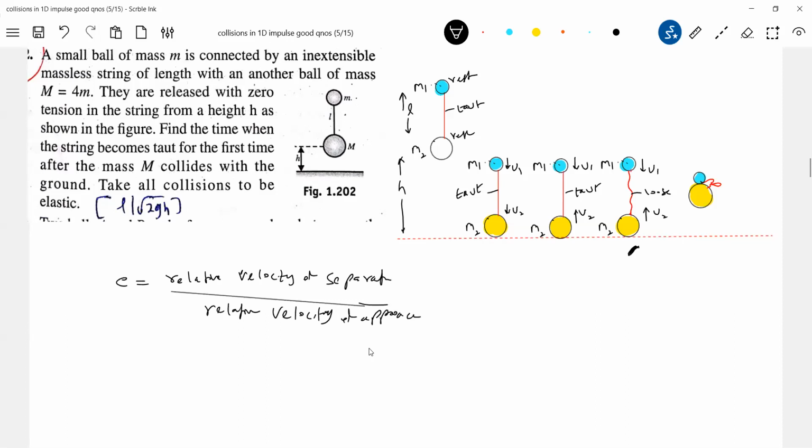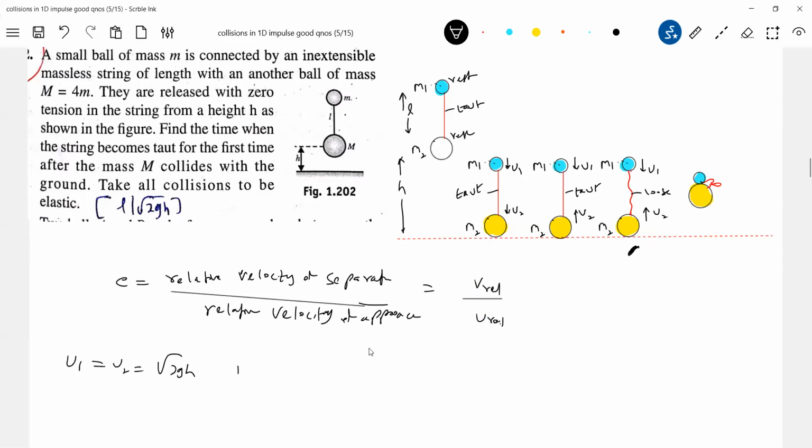And as it is equal to 1, therefore the magnitudes should be equal. So what is the relative velocity of approach? What are u1 and u2? Both will be equal, equal to root 2gh. So this I'll call the relative velocity of approach, and this is the relative velocity of separation. So let me write v relative, u relative. As e equals 1, the magnitudes must be equal. So what is u relative?